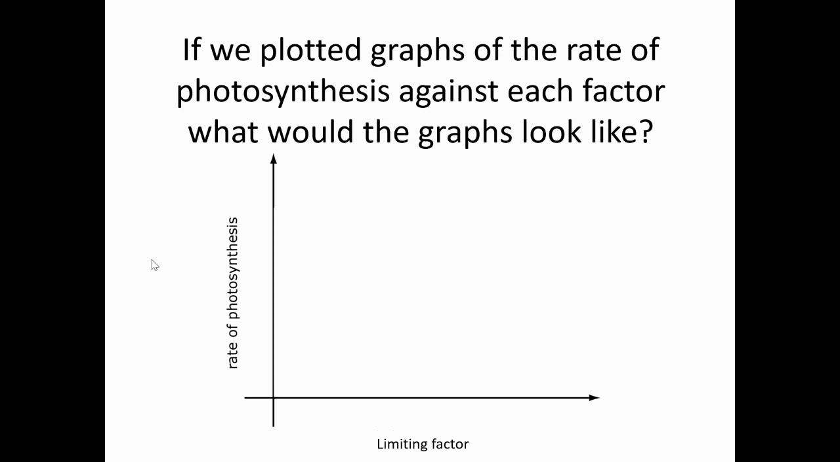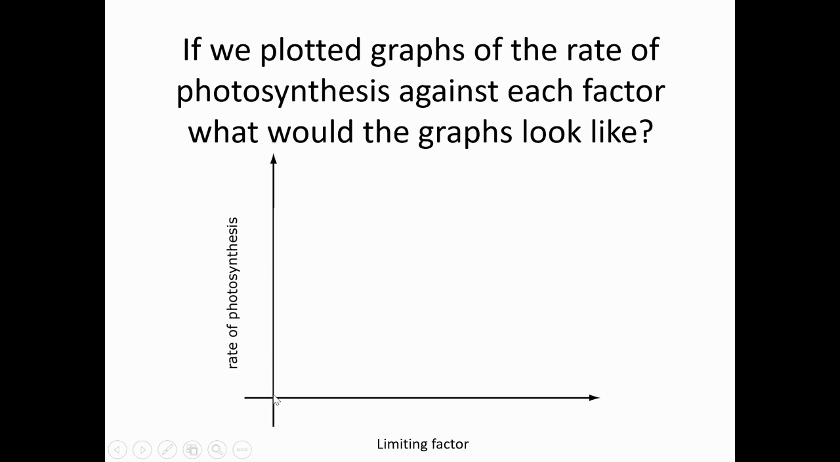If we plotted graphs of rate of photosynthesis against each factor, what would they look like? So along the x-axis, you've got the limiting factor. So start at the bottom, that would be 0. Work your way up, that limiting factor gets higher and higher and higher. So for instance, down at the bottom, it could be no light intensity, complete blackness. Work your way up, getting brighter and brighter and brighter. Okay. Up the side is a measure of rate of photosynthesis.